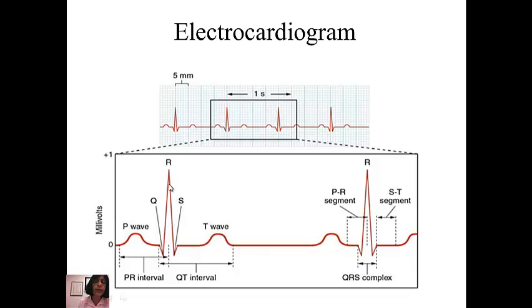When you see the ventricular depolarization, that's the same time at which atrial repolarization occurs, but you cannot see that because of the large size of this QRS complex.